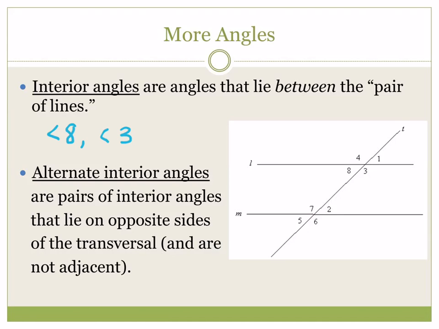Alternate interior angles means that it's a pair of angles that's in between the lines and on opposite sides of the transversal. So if we use angle 8, what would be its alternate interior angle? 2.